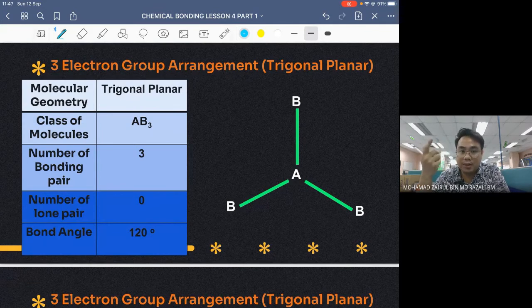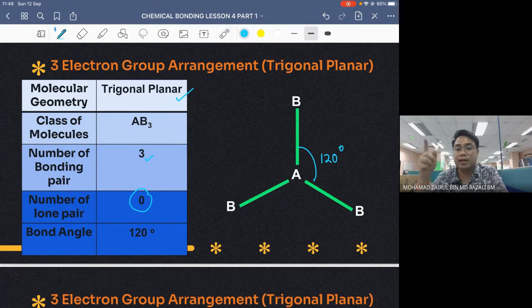For a three electron group arrangement, we call it trigonal planar. If we have one central atom and three bonding groups without any lone pair on the central atom, the molecular geometry we call trigonal planar. Trigonal planar means the number of bonding pairs is 3 and the number of lone pairs is 0. And the bond angle between BAB is 120 degrees. Each BAB bond angle is equal to 120 degrees.